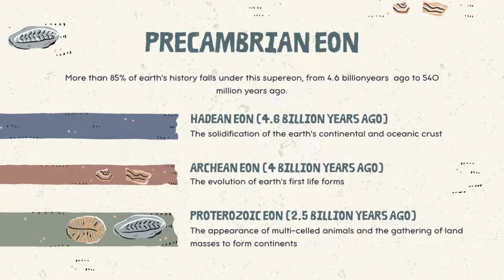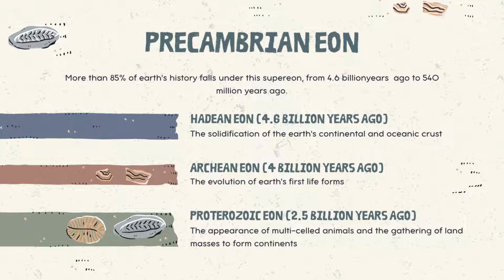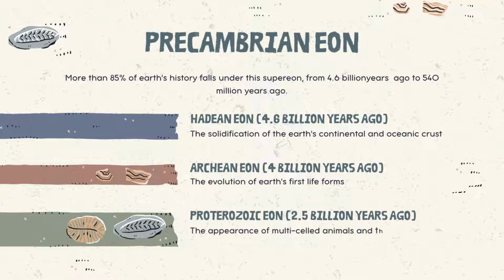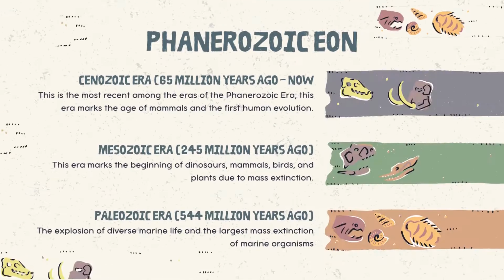Archean Eon, 4 billion years ago. The evolution of Earth's first life forms. Proterozoic Eon, 2.5 billion years ago. The appearance of multicelled animals and the gathering of land masses to form continents. Phanerozoic Eon.